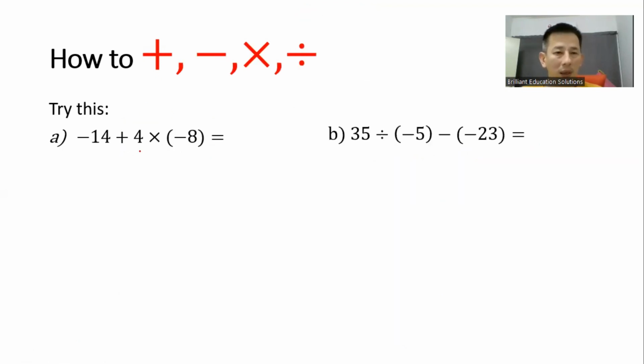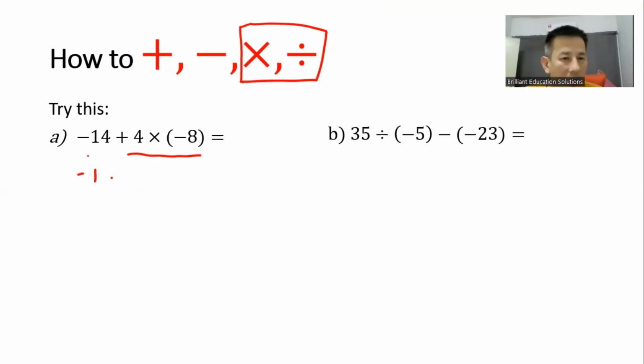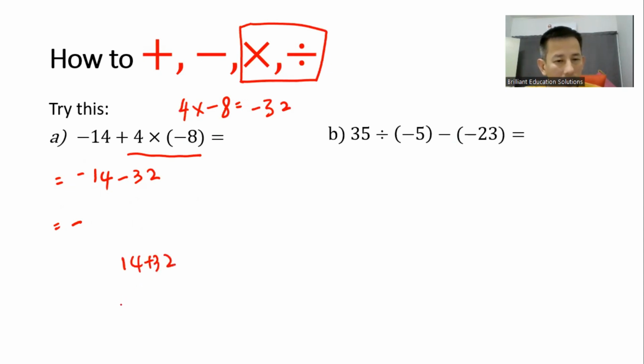Now, what if combined? Okay, so we know that if a combination, we need to settle the times or divide first. So first we do this times: 4 times negative 8 will give you negative 32. So negative 32. Okay, same sign, so we plus: 14 plus 32 will equal 46.